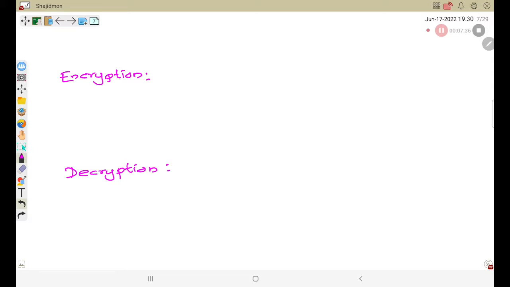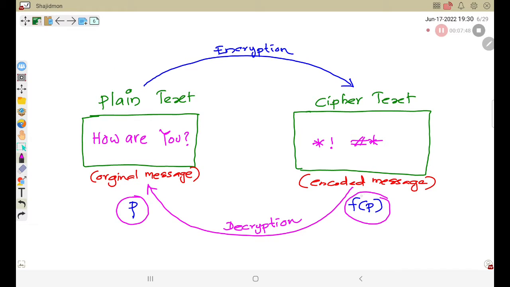For question-doing purpose I am telling. In the encryption part, what do we need to calculate? We need to calculate f of p, correct? Because I told you the representation here. Encryption means plain text to cipher text. Cipher text we are representing f of p. So f of p we need to calculate.